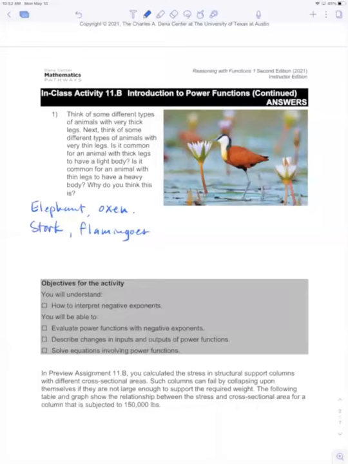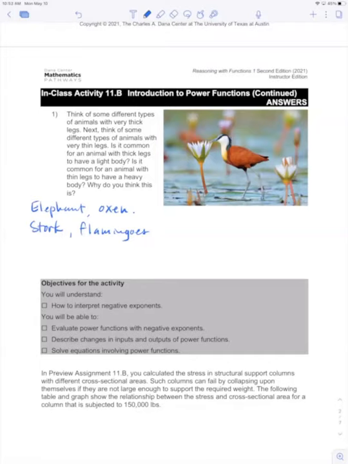Let's move to objectives for the activity. You will understand how to interpret negative exponents. You will be able to evaluate power functions with negative exponents, describe changes in inputs and outputs of power functions, and solve equations involving power functions.